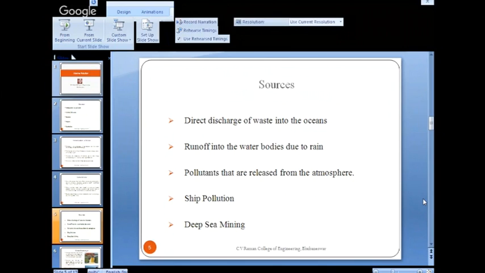Now, sir, coming to the sources of all this marine pollution. Marine is actually something related to oceans and seas. So these are the sources. First one is direct discharge of waste into oceans. Second one is runoff into the water bodies due to rain. Then pollutants that are released from the atmosphere, ship pollution, and deep sea mining. We'll go into details of all these things.